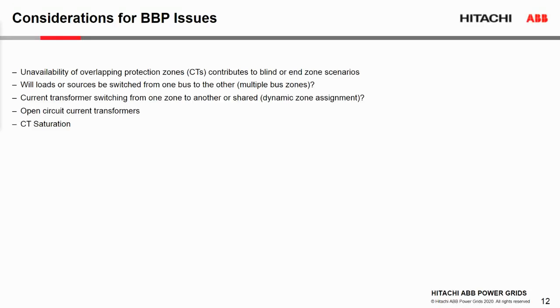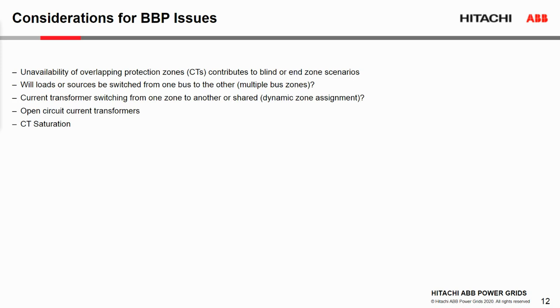So, what other considerations are needed for designing a busbar protection scheme? There are some issues that are characteristic of busbar protection. First is the unavailability or availability of overlapping protection zones, and how they contribute to the issues. The issue here is that the lack of overlapping protection zones will contribute to the so-called blind or end zones. How do you address that? Will load and source be switched from one bus to the other, such as the double busbar single breaker scheme that I introduced earlier?